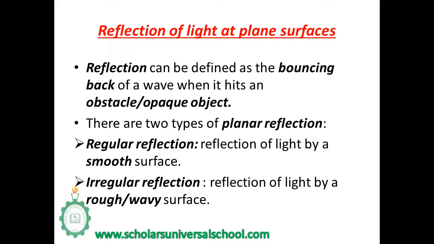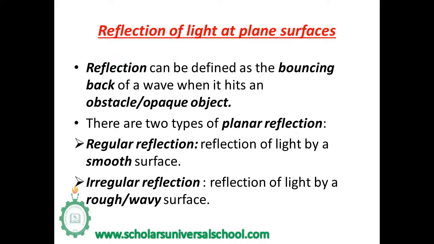Now we're talking about reflection at plane surfaces, which are termed planar reflection. We have two types of planar reflection: regular reflection and irregular reflection. Regular reflection is when light is reflected from a smooth surface, that means the light ray was incident on a smooth surface. But irregular reflection is reflection of light when the light ray was incident on a rough surface or a wavy surface.